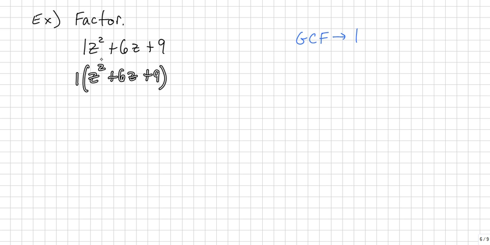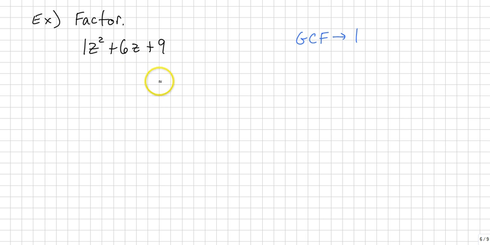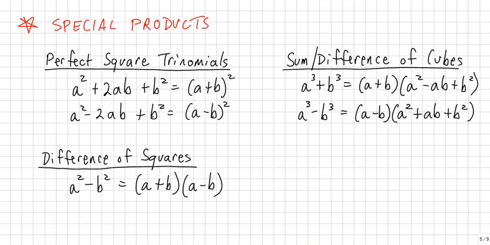So instead, we're going to move on and see if maybe it's one of our special products. So let's see if maybe this will be a perfect square trinomial, or the difference of squares, or sum or difference of cubes. Well, the difference of squares only had 2 terms, something squared minus something squared. Well, we have 3 terms, so it's not going to be that.